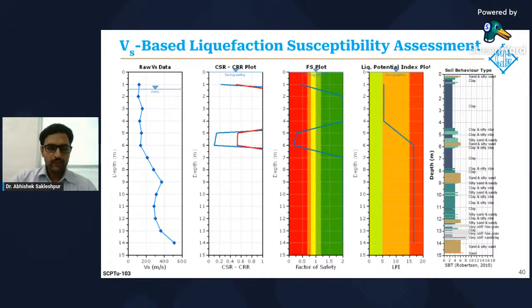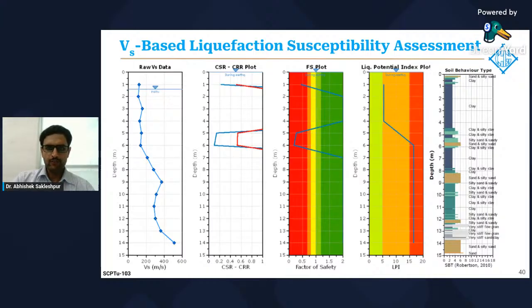Now, from the seismic CPTu, from the shear wave velocity, we can perform liquefaction susceptibility assessment. So here on the left, what you see is the raw shear wave velocity data. Then in the middle, we have plots of cyclic stress ratio and cyclic resistance ratio. Then the factor of safety against liquefaction.